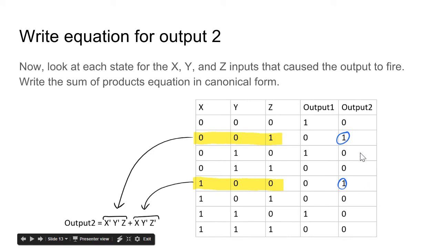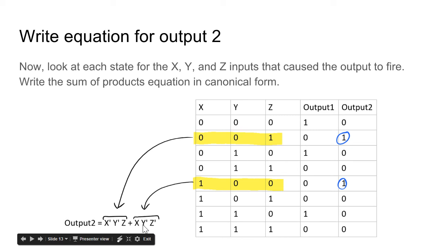Since we've only got two cases here where output 2 fired, and before we had three cases in output 1 where it fired, that was why we had three products before, but in this case we've only got two. So this will be a little bit different. You'll notice that the AND gates won't change. We've still got three inputs coming into each of our AND gates, but in our final OR gate for output 2, notice that we've only got two products here, so we only need a 2-input OR gate.